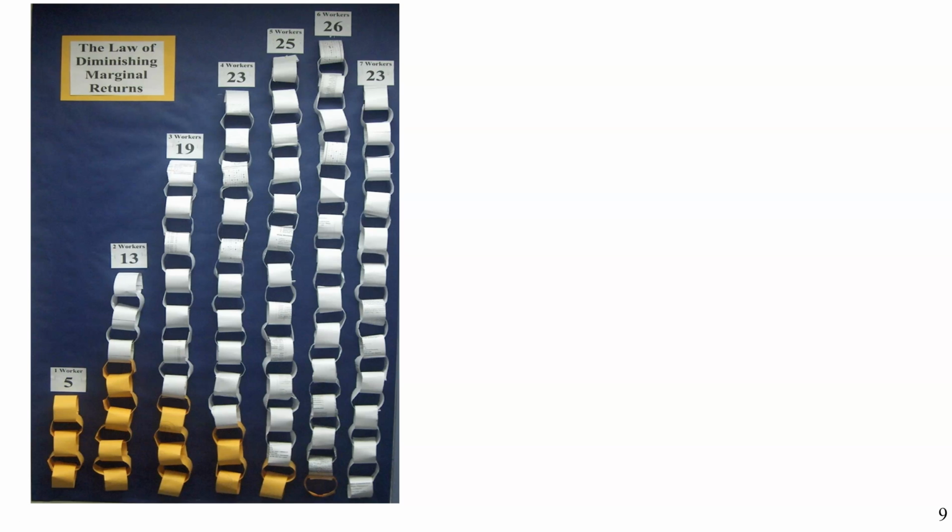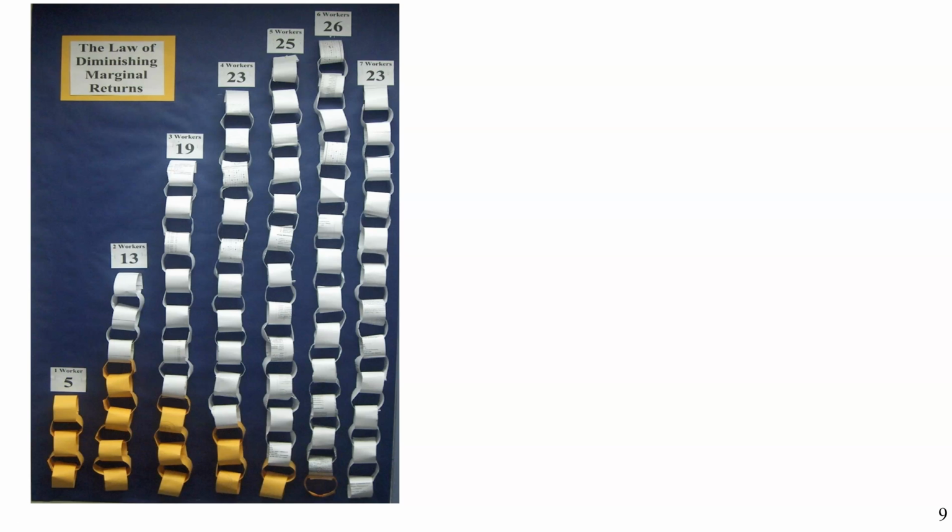Notice one worker can make 5 links on a chain. 2 workers can make 13. Great. 3 workers make 19. We're already starting to see diminishing returns setting in. The first worker made 5. The second worker added 8 as a result of that. Now all of a sudden the third worker is only adding 6. And then the fourth worker 4. And then the fifth worker only 2. The sixth worker 1. Our marginal product is already diminishing. And now we reach a point at which total product is going to fall.